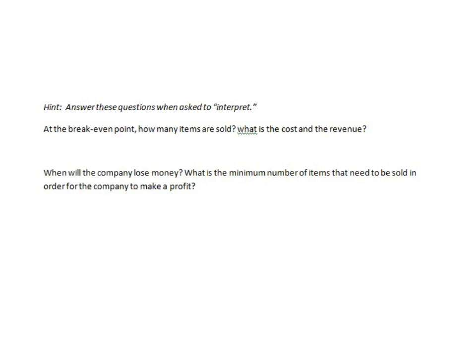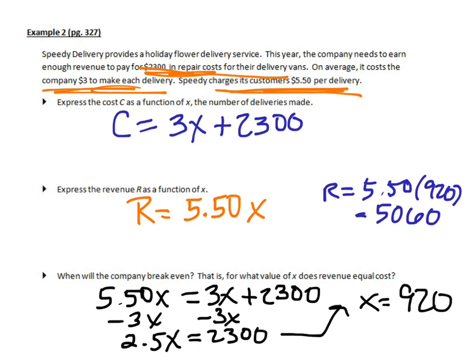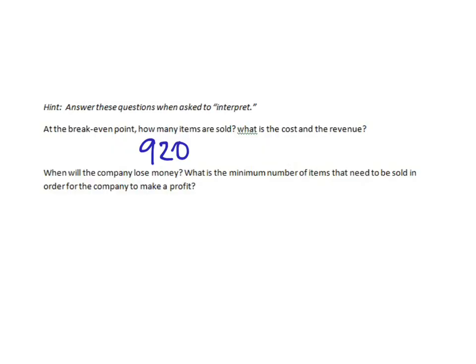So at the break-even point, how many items are sold? The answer is 920. And in this case, we're actually not selling items, but we are selling deliveries, or making deliveries. And then the cost and the revenue at that point would be $5,060. When will the company lose money? If they make less than 920 deliveries.